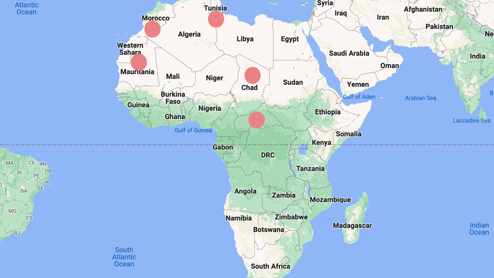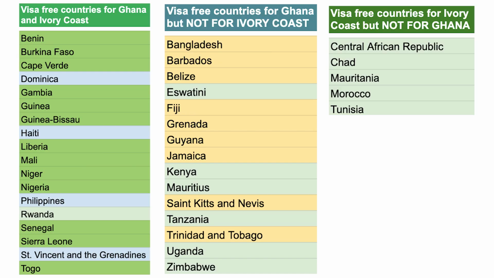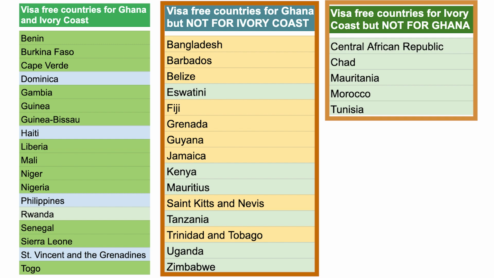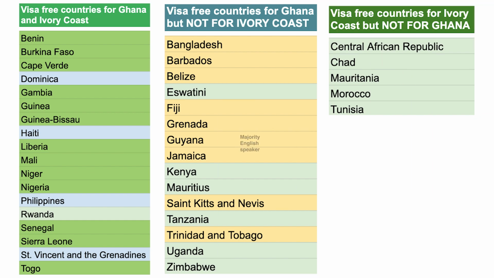While I was preparing this, talking about visa free for Ghana and not for Cote d'Ivoire, and visa free for Cote d'Ivoire and not for Ghana, something that jumped out at me is francophone and anglophone. Anglophone is English speaking country, and francophone is French speaking country. I did a video about this as well. I have a video about anglophone and francophone Africa. You can watch that video.